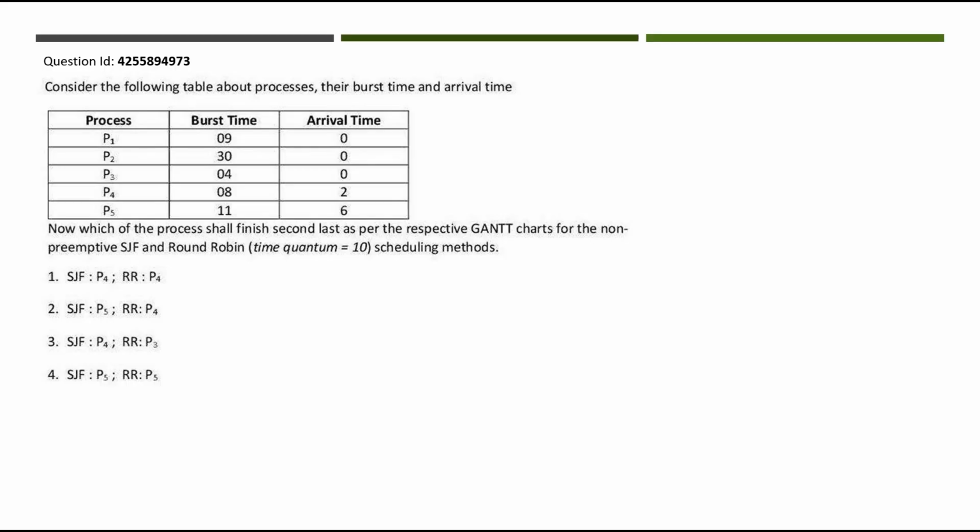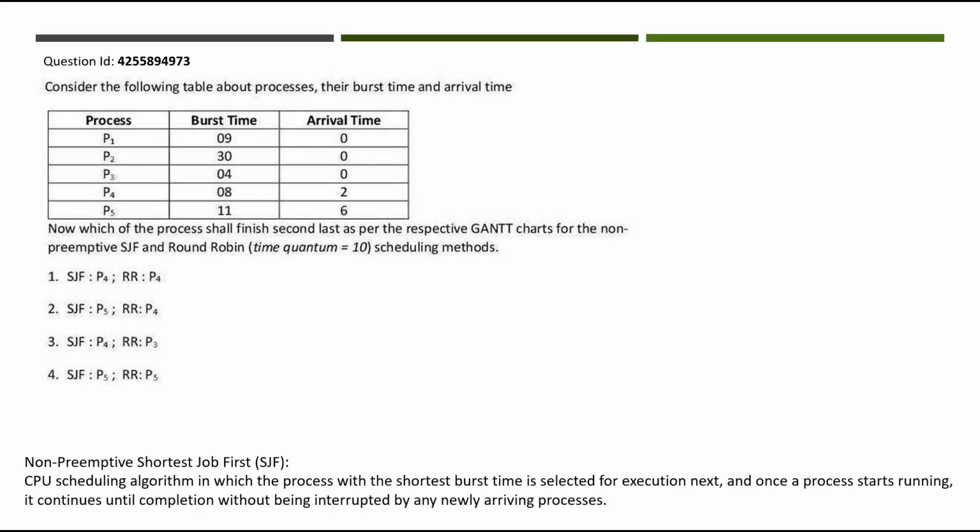Now, which of the processes shall finish second last as per the respective Gantt charts for the non-preemptive SJF and round robin? When you take the round robin algorithm, they have given the time quantum as 10, and we have to find the second last as per non-preemptive SJF and round robin scheduling methods. So let's start with non-preemptive SJF.